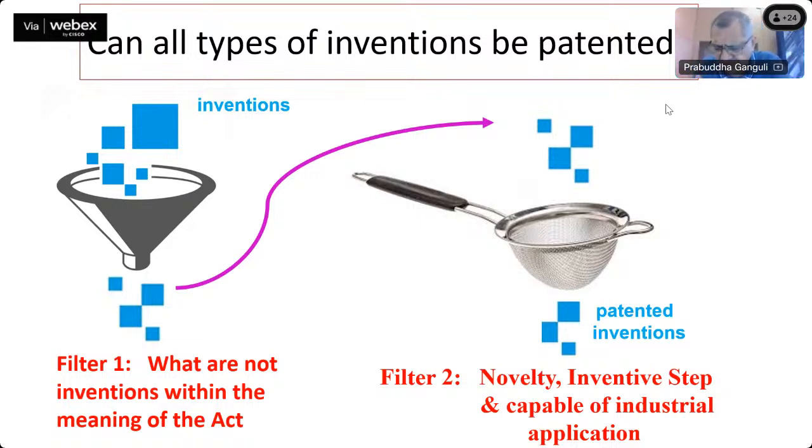Correct? And there is a list, and whether my invention falls within that prohibited list. If it falls in the prohibited list, it will not be considered to be an invention within the meaning of the Act, in which case I will not get a patent. So you have to explain to me that way.